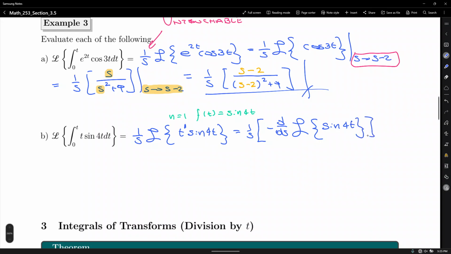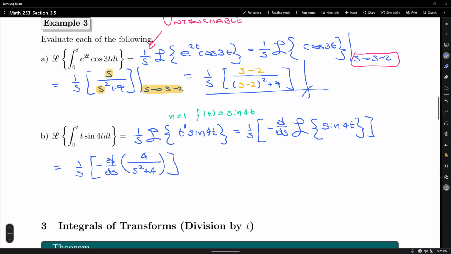So this will be equal to 1 over s. And the transform of sine 4t is the one with the 4 in the numerator, the constant, and quadratics in the denominator, s squared plus 4. Actually, this is supposed to be negative, so don't forget to carry that negative. But we still need to differentiate this guy: negative d/ds of 4 over s squared plus 4.